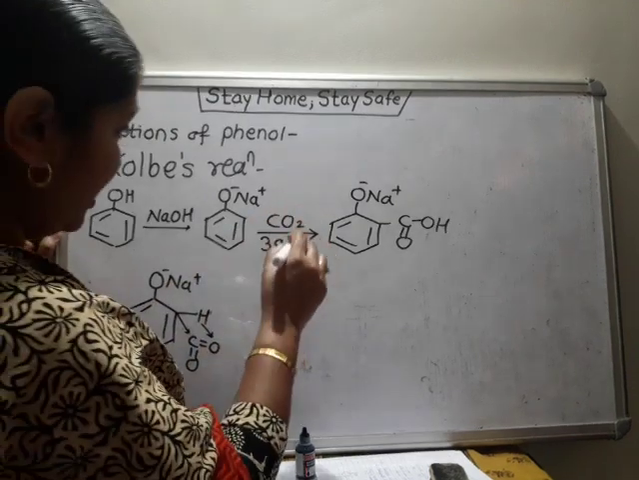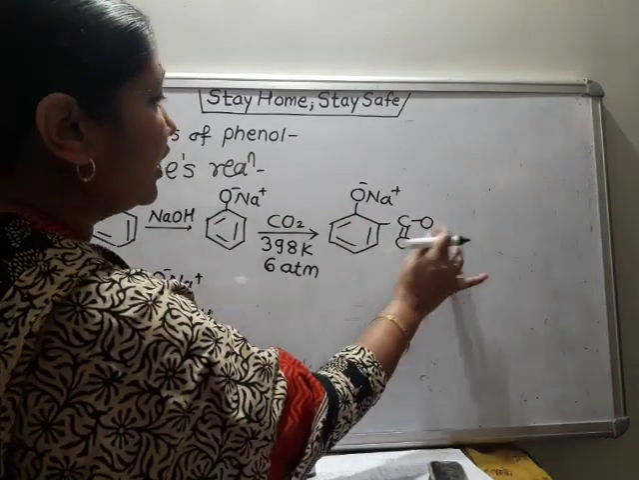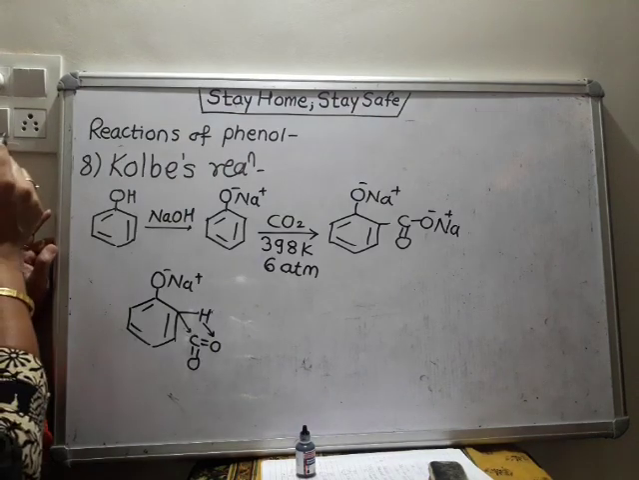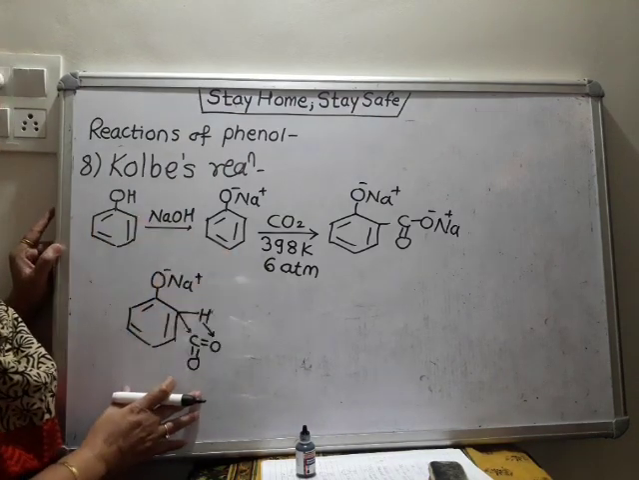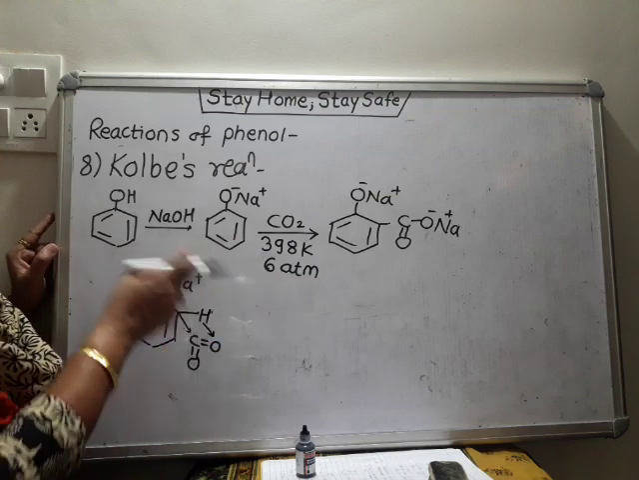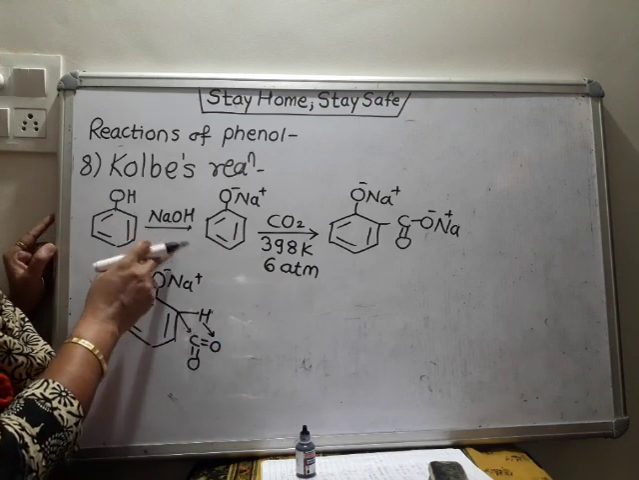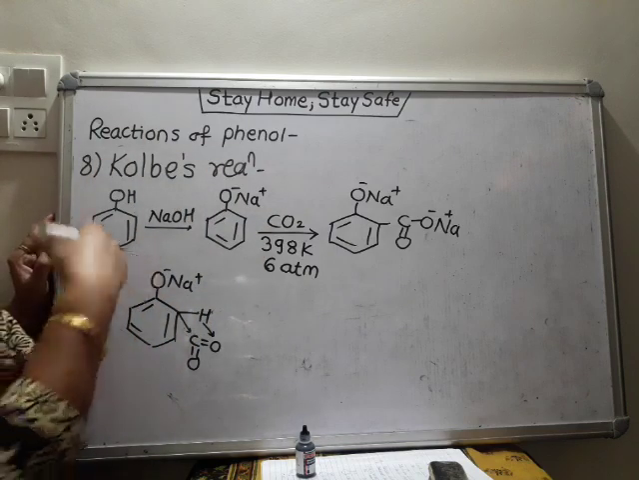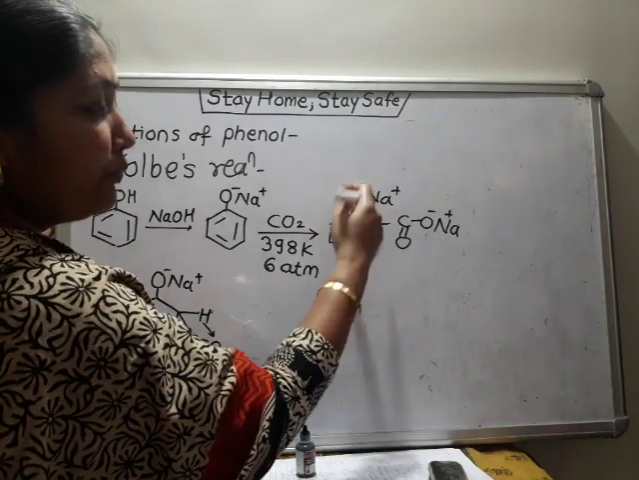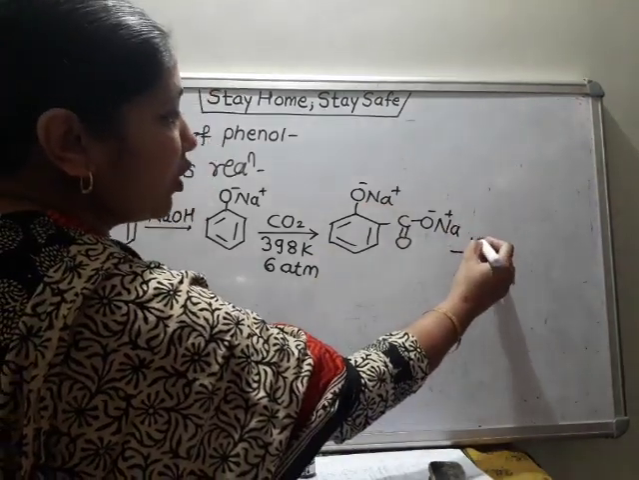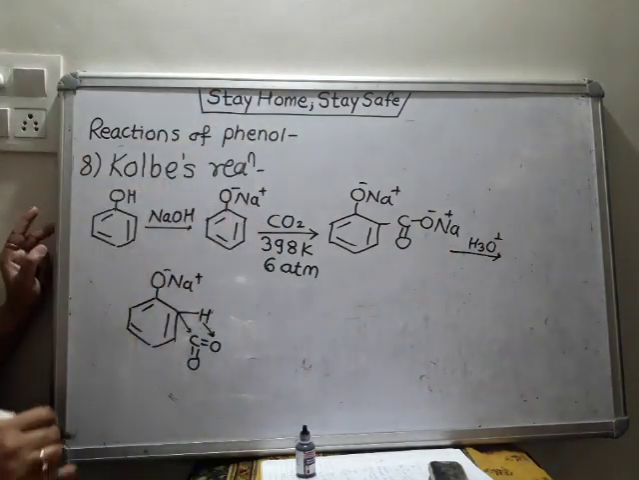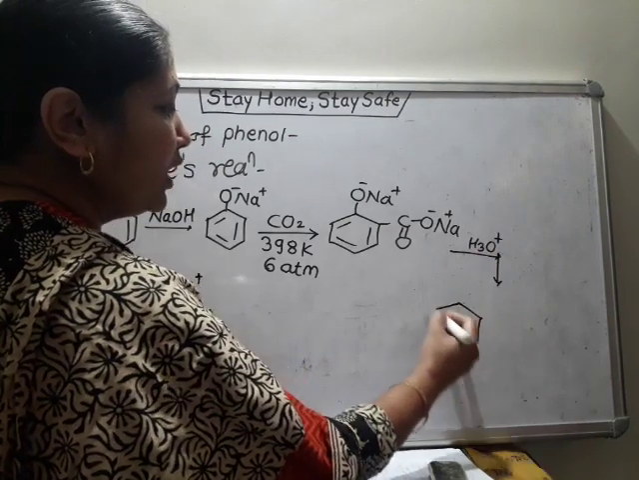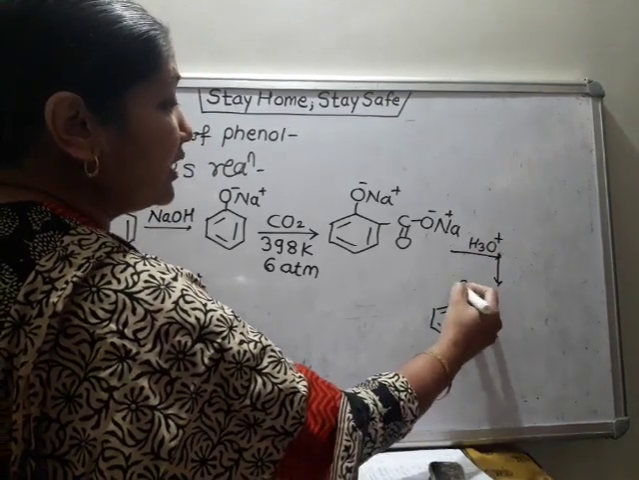One more thing: here the medium is alkaline. So we get here O minus Na plus. Acid is formed, no doubt. We get that acid, but it is attacked by NaOH because the reaction medium is alkaline, and we get this O minus Na plus. We have to convert this into the acid form. This is in the salt form, so it is further acid hydrolyzed and converted into salicylic acid, COOH.